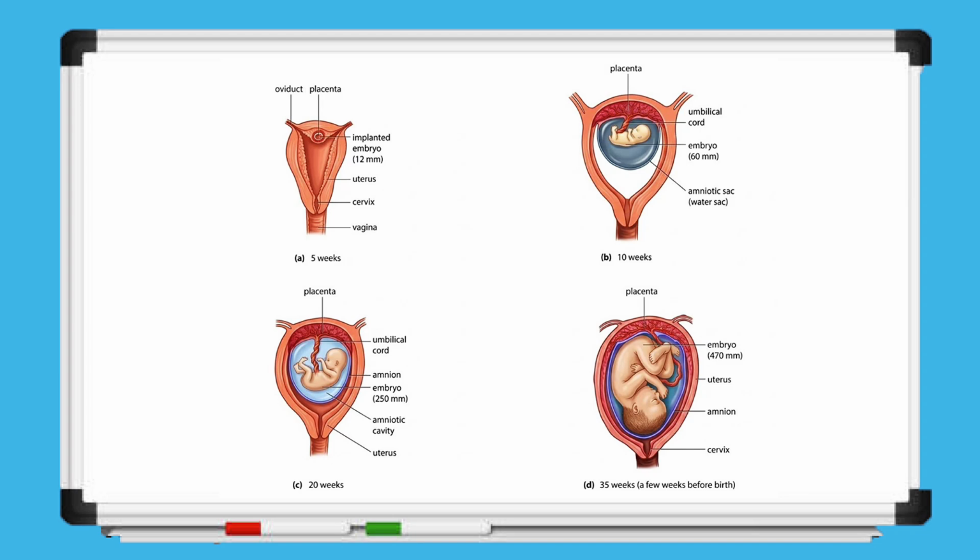It occupies most of the space inside the uterus, and the amount of free space decreases. The fetus usually moves into a head-down position in preparation for birth, while the cervix begins to prepare for delivery. Overall, these stages show how the embryo gradually grows, develops essential structures, and prepares for life outside the uterus, leading up to birth at around 40 weeks.